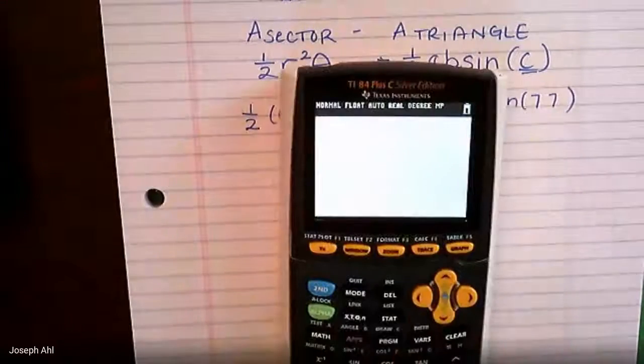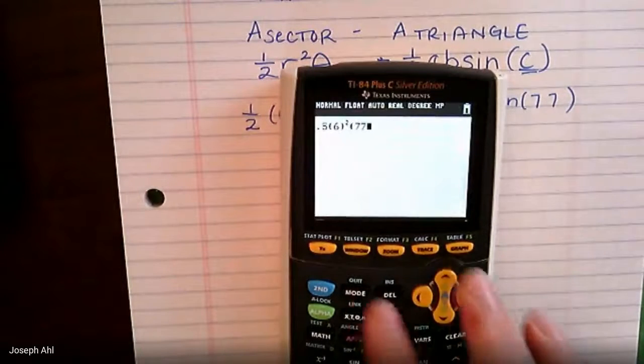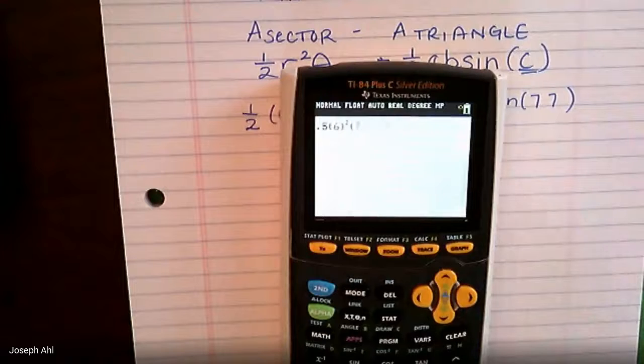Okay. So we got 0.5 times 6 squared, and you could do it all at once, times 77 pi over 180 when I convert that, minus the triangle area, 0.5 of, it really is 6 squared again, right? I'll keep it separate, 6 times 6, and then sine 77.